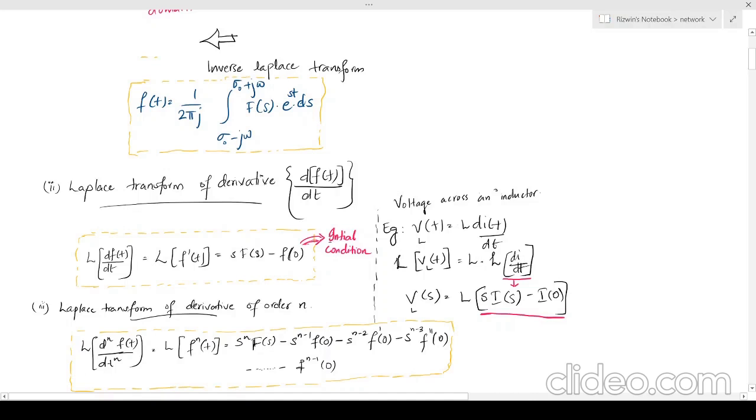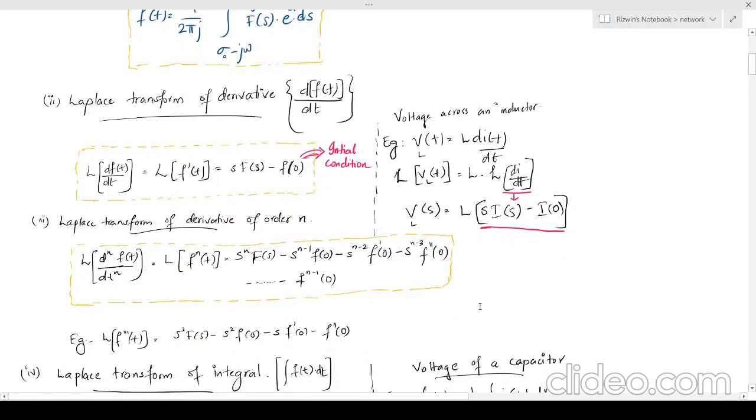Now let's see an example of how we can apply this. We all know that voltage across an inductor is given by VL of t is equal to L di by dt. Now we apply the Laplace transform on both sides. You could see VL of t turns to VL of s is equal to L into, and the Laplace of di by dt turns to be s I of s minus I0.